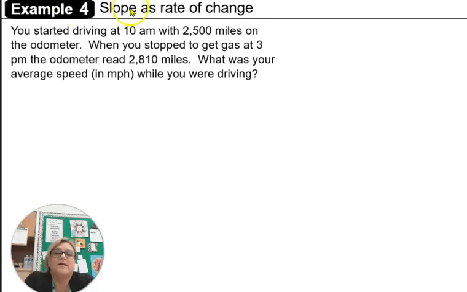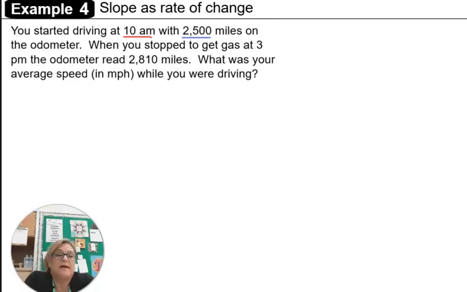So in this video, we're looking at example 4, which is looking at the slope as a rate of change. The word problem says you've started driving at 10 a.m. with 2,500 miles on the odometer.